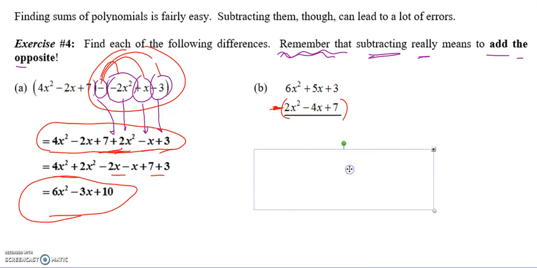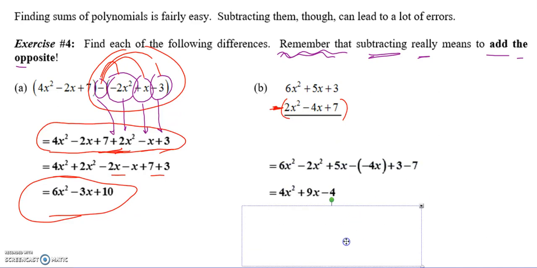Okay, how'd you do? So there we go, get that out of the way. And basically notice that they just did 6 minus the +2, or 6 minus 2x squared, and it's 6x squared, I should have said. 5 minus -4, so 5 minus -4x is really 5 plus 4, that's where the 9 came from. And then they had to do 3 minus 7 and got the -4. So hopefully that went okay for you.